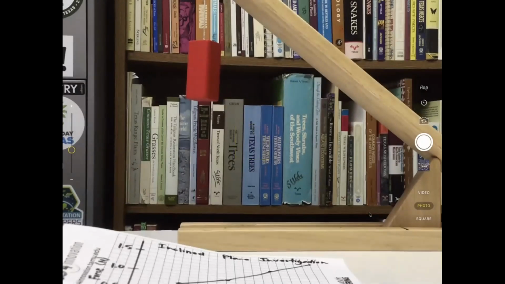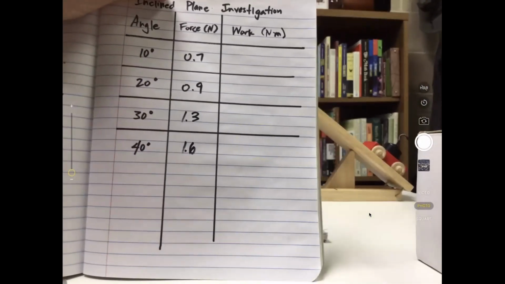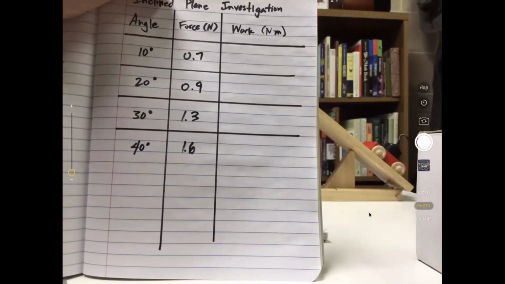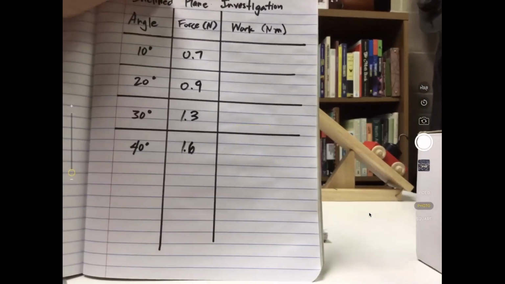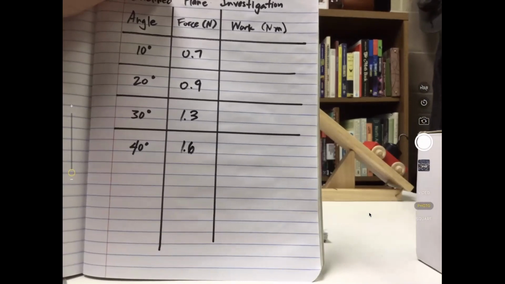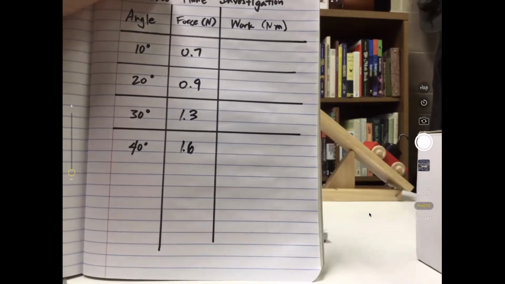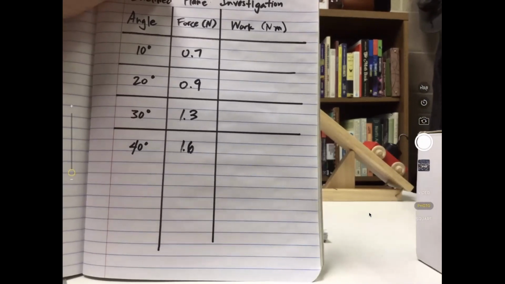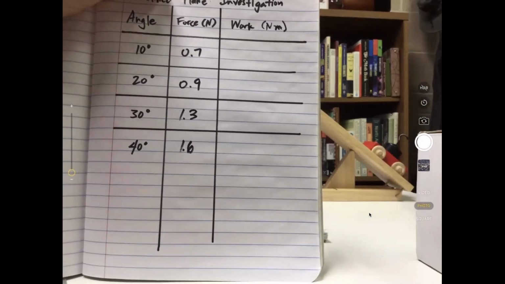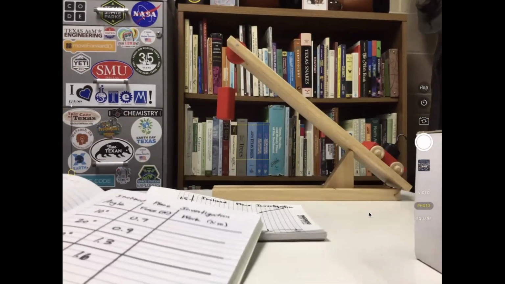Now this last column I have is for work. The formula for work is force times distance. The distance that I move that cart, if you move it all the way up to the top of the ramp, is 35 centimeters, which is 0.35 meters, and the unit for work is Newton meters. So I'm going to use my calculator here to find out the work that was done.